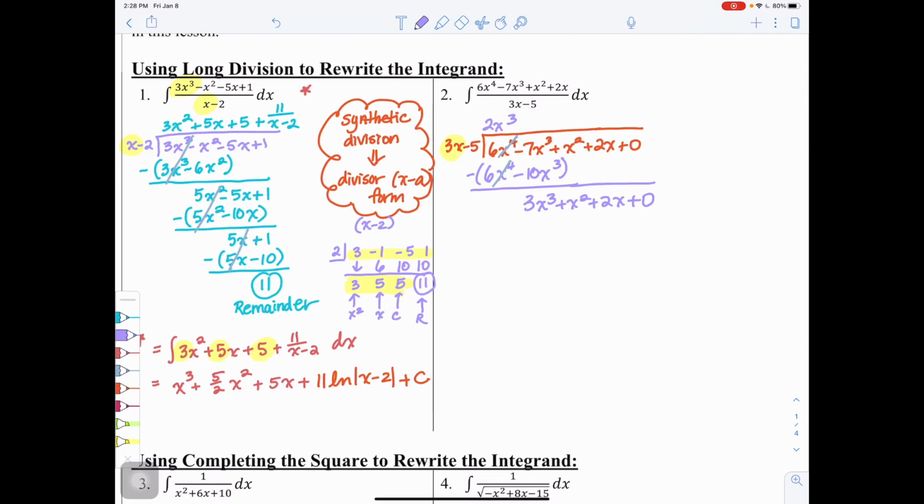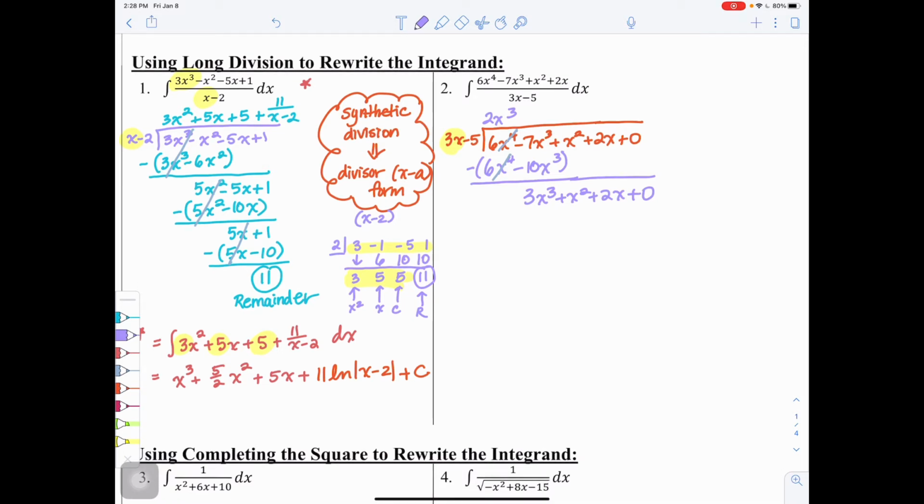Okay, let's keep going. Focus on that 3x. What would I multiply 3x by to get 3x cubed? So that would be an x squared. Now we'll have 3x cubed minus 5x squared, subtract, and we end up with 3x cubed minus 3x cubed. And then we have x squared plus 5x squared, and that's a 6x squared, bringing the other terms down.